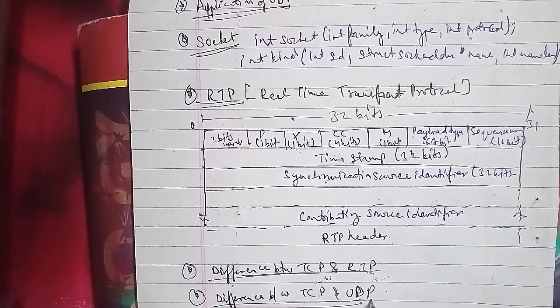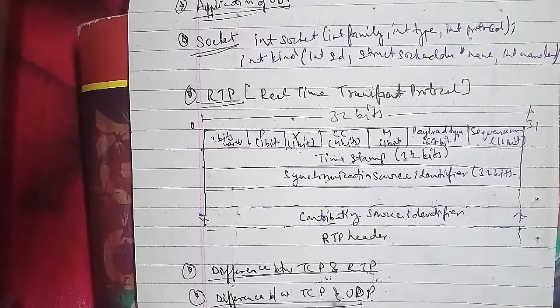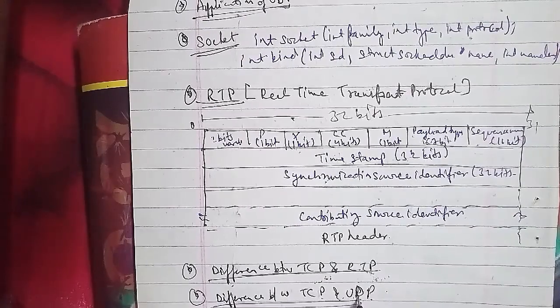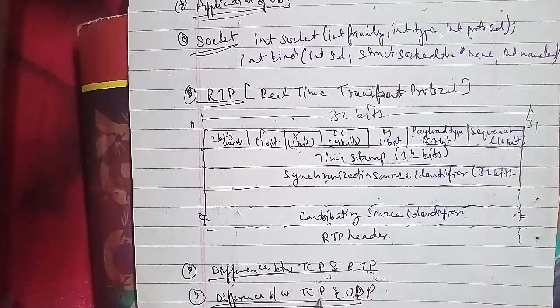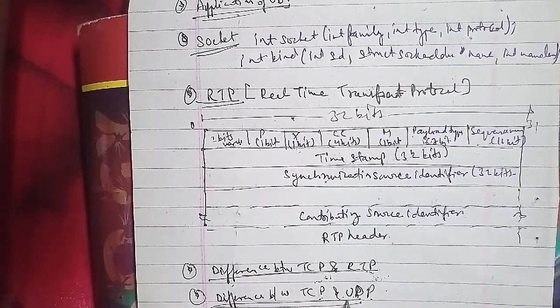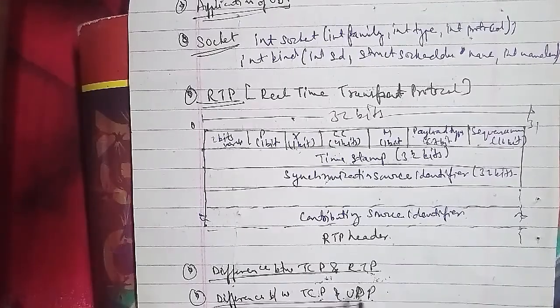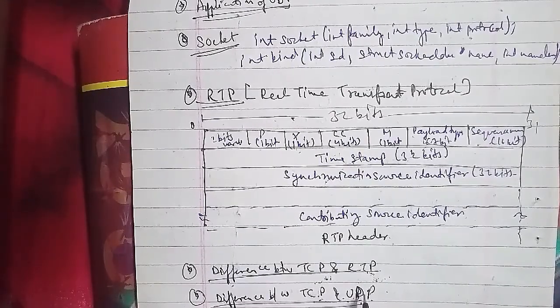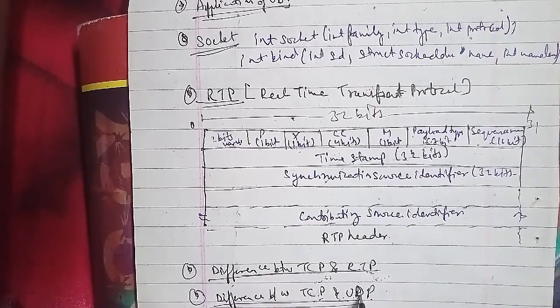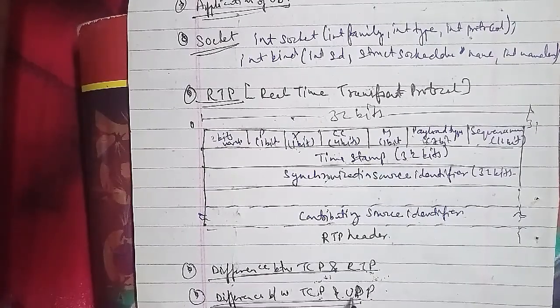TCP supports full duplex transmission, whereas UDP does not. TCP is reliable, UDP is unreliable. A TCP packet is called a segment and a UDP packet is called a user datagram. These were the 7 differences you have to answer for that question, because it has been asked for 10 marks, so it is very important.